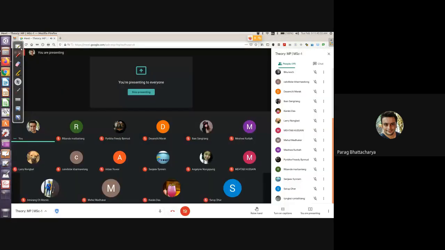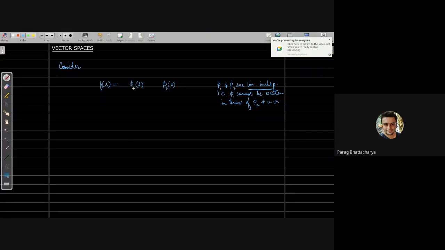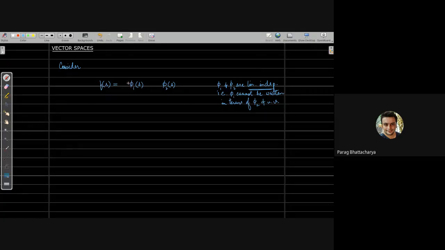So I'm going to take these two linearly independent functions and get a linear combination out of them. When I say linear combination, the first function phi1 I multiply with some constant a1, and phi2 I multiply with some other constant a2. a1 and a2 in general can be complex also, and I add them together. So this is a linear combination.